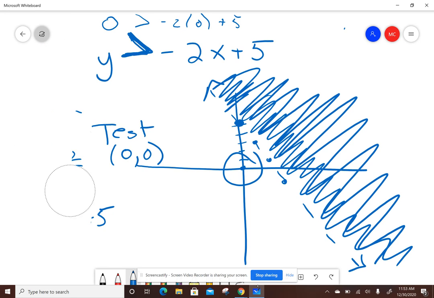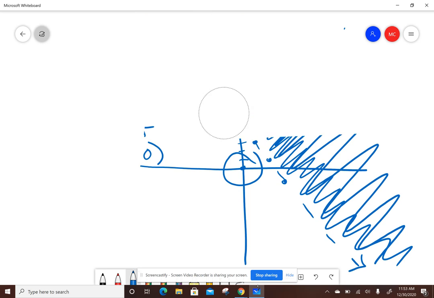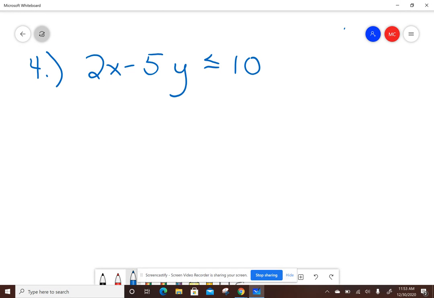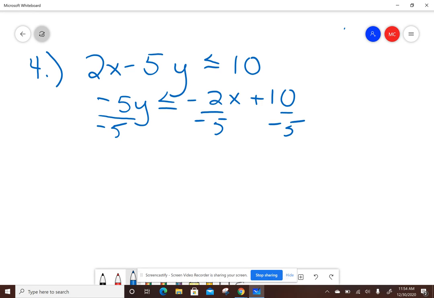Okay, now let's look at number 4. Number 4 is a little trickier because it's not in slope-intercept form. And I really encourage you to graph it by putting it in slope-intercept form. So -5y is less than or equal to -2x + 10. Now I'm going to divide by a negative. And when we divide by a negative, we know we have to change the direction of our inequality sign. So y is greater than or equal to 2/5 x - 2.